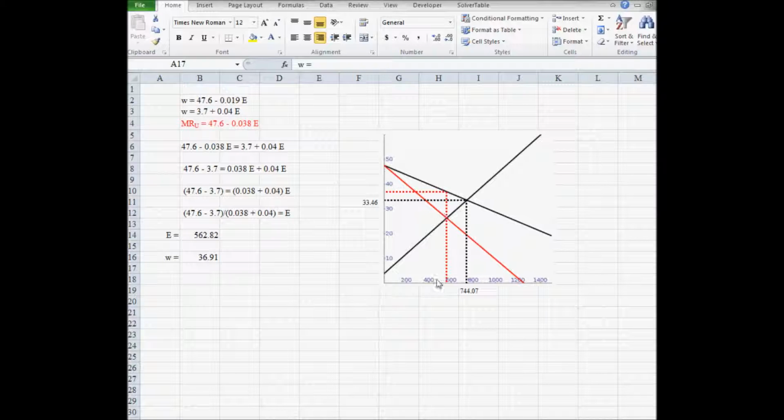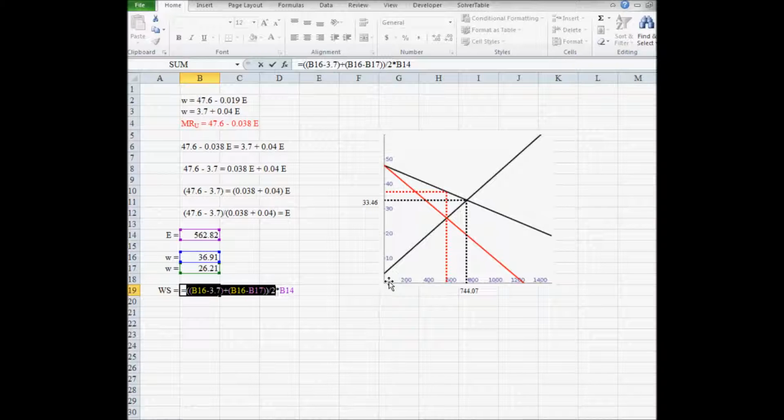Well, in order to get this height, we have to plug this value into the labor supply equation. When we plug the employment level of the unionized labor market here, we multiply 562.82 by the labor supply slope and then add that product to the intercept. And we get a height of 26.21.